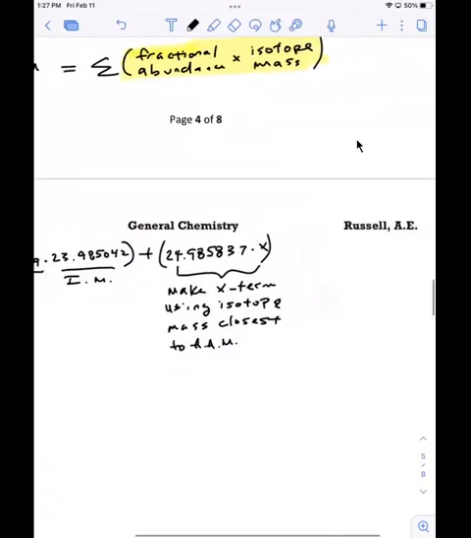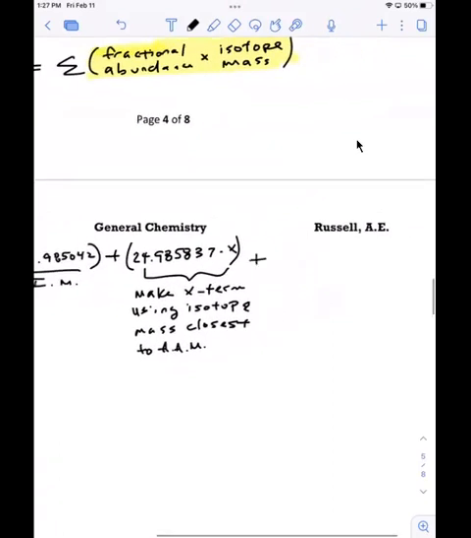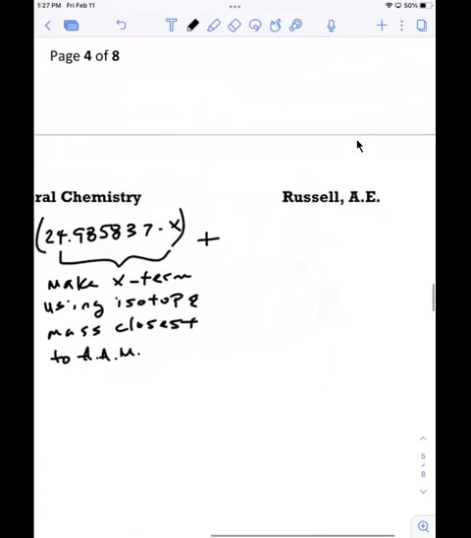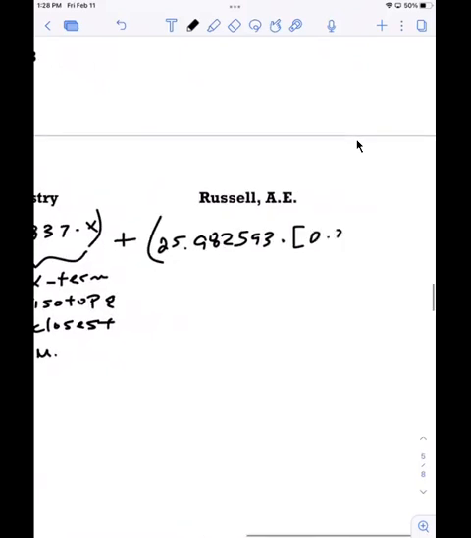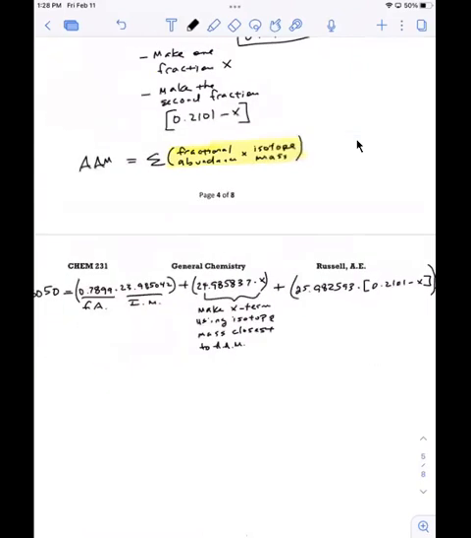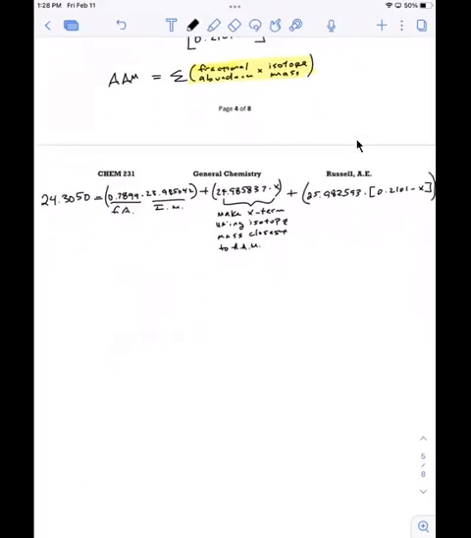All right. And then the other term, the third term, because this is a sum, is going to be for magnesium 26. So this is 25.982593, and then this is going to be times 0.2101 minus X. Any questions so far? So we set it up the same way. It's just that our fractions, our X terms are a little bit different.